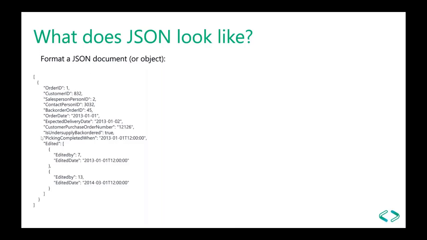Each key is always defined by double quotes. If you're missing the double quotes, you will get an error. And as I mentioned before, the key value pair is separated by a colon, and each item is separated by a comma. So this is one object. This object contains an order ID, a customer ID, a salesperson ID, and so on.